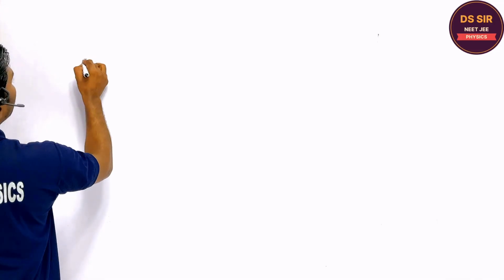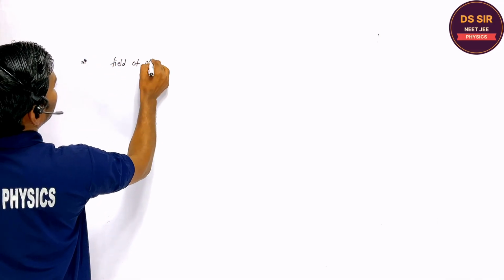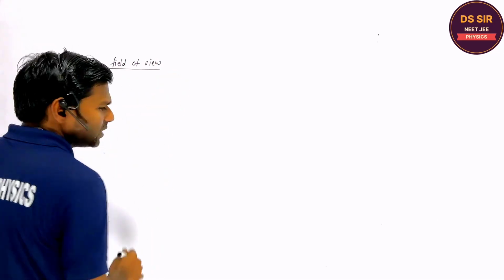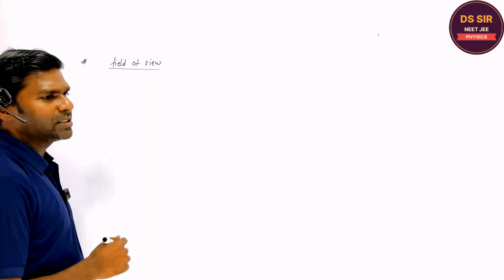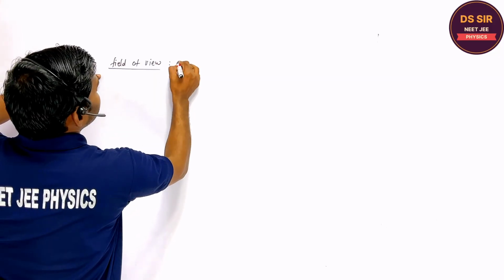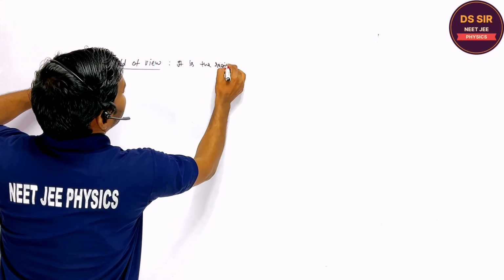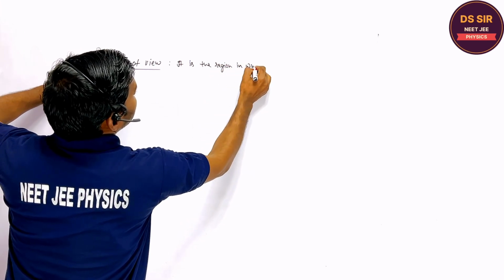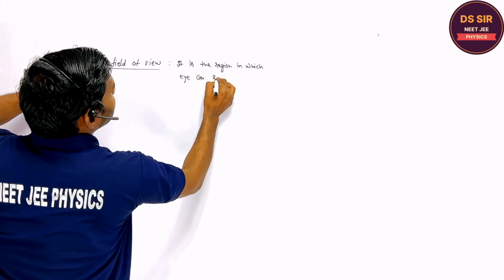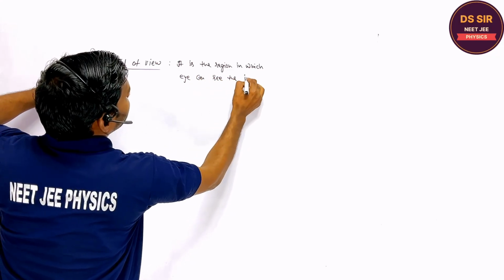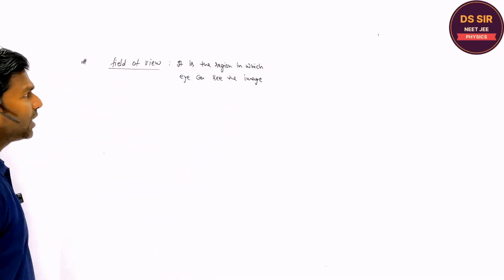Now we will try to understand the concept of the field of view. Field of view is the region in which, if your eye is present, you can see the image. It is the region in which I can see the image. Right? This is the region.